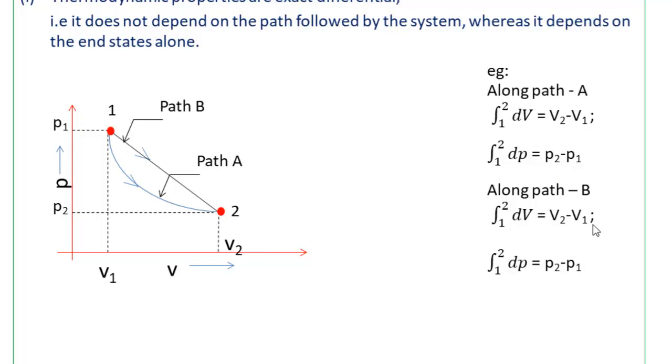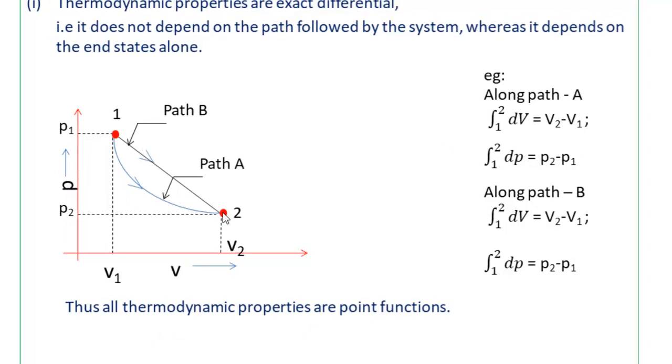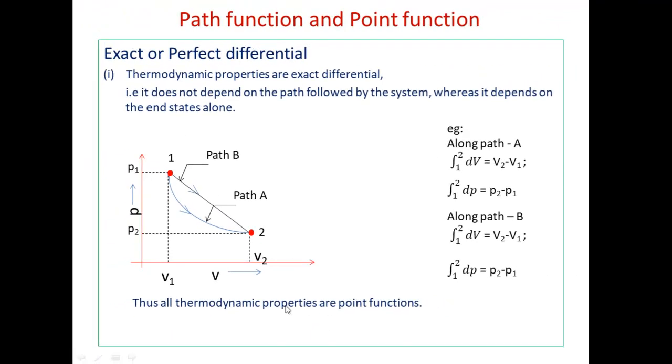So from this what do we infer? If you want to determine a change of property, whether volume or pressure, the change in property depends only upon the end states, and it does not depend upon the path followed by the system. Such differential functions we call point functions. So all thermodynamic properties do not depend upon the path followed by the system; they depend only upon the end states. So they are called point functions.